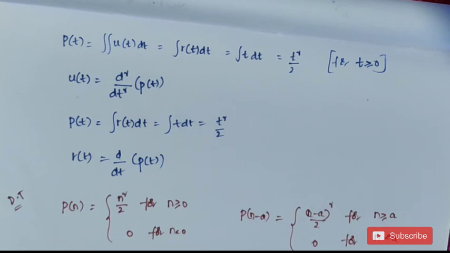The relation between p of t and u of t is that p of t is defined as the double integral of u of t or single integral of r of t, and u of t is equal to d square by dt square of p of t, or r of t is equal to d by dt of p of t. These are the first three types of elementary signals. We have many other types of elementary signals. In the next video, let us see some other types of elementary signals.